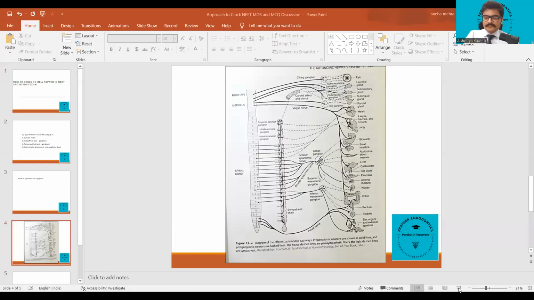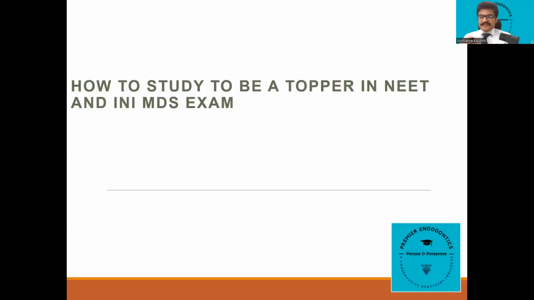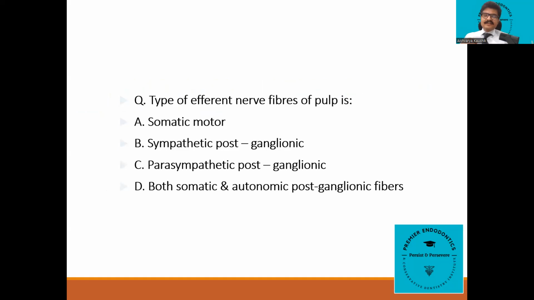So, yeah, we go on to the big screen mode. So how to study to be a topper in NEET and INI MDS entrance examination, friends. So let us see this question. Type of efferent nerve fibers of the dental pulp are. Now, what are the efferent nerve fibers?